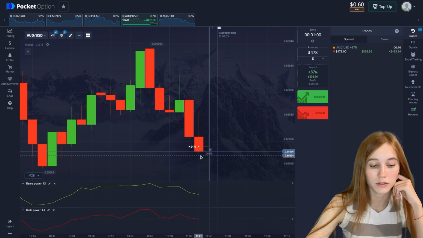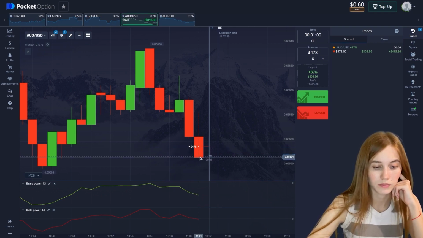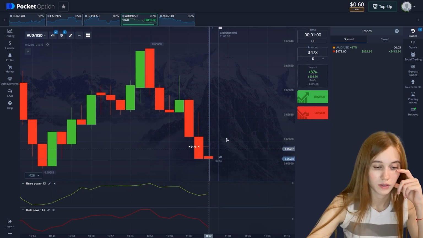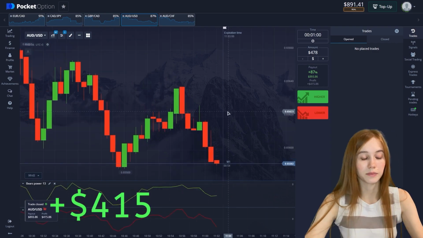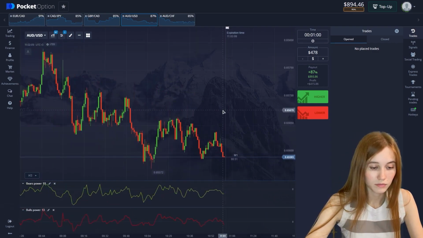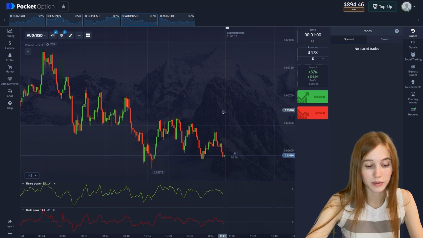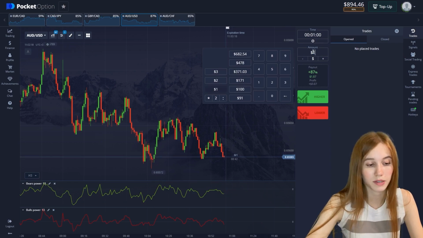Let's watch the chart. There are 17 seconds left. And 3 seconds left. Good. The deal is in plus. And let's reduce our amount to $150. And then we'll move on to our last concept for today.